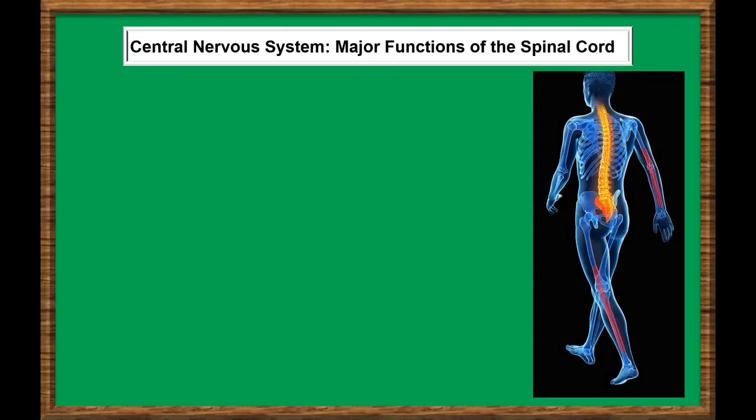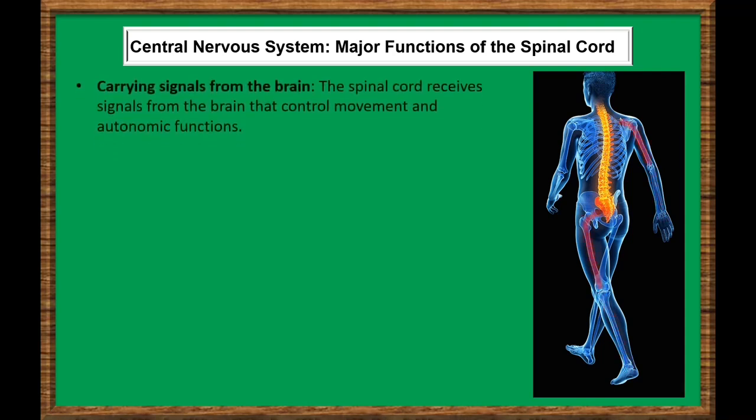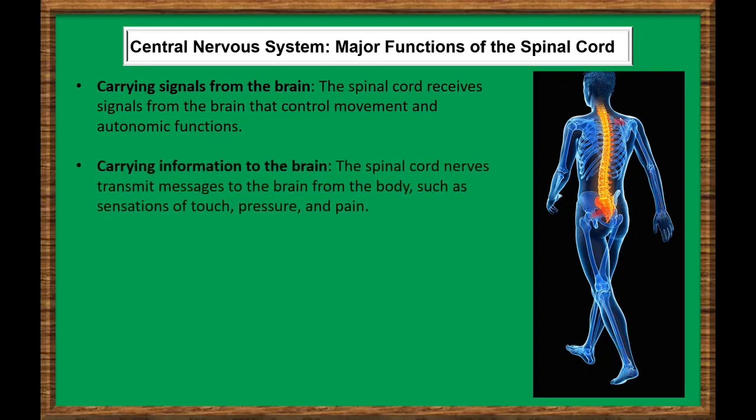The spinal cord plays a vital role in various aspects of the body's functioning. Examples of these key functions include carrying signals from the brain. The spinal cord receives signals from the brain that control movement and autonomic functions. Carrying information to the brain.